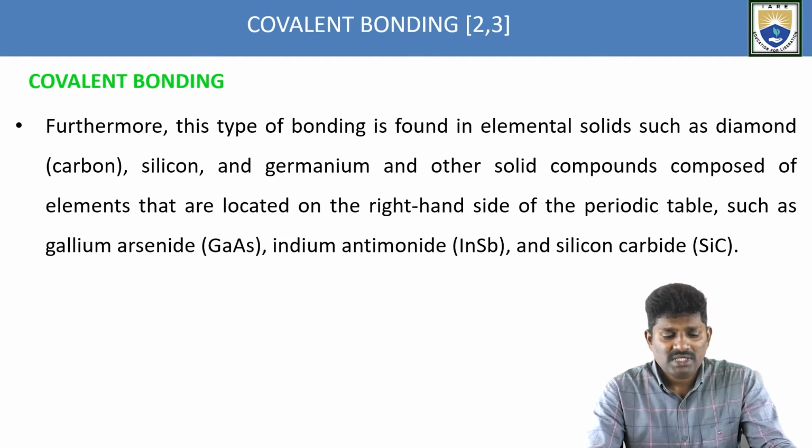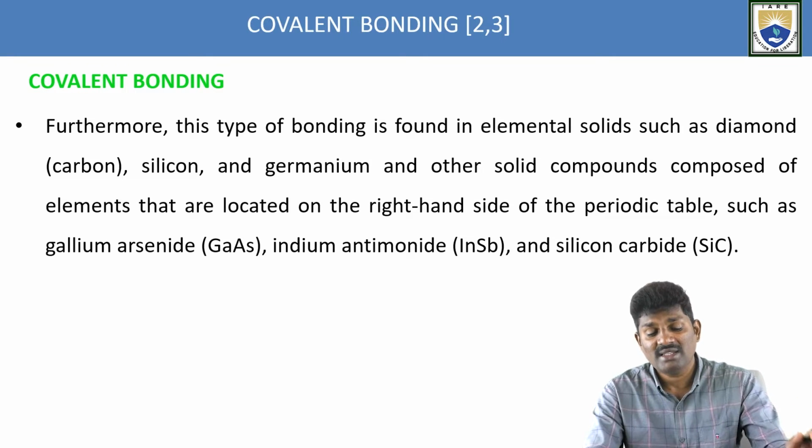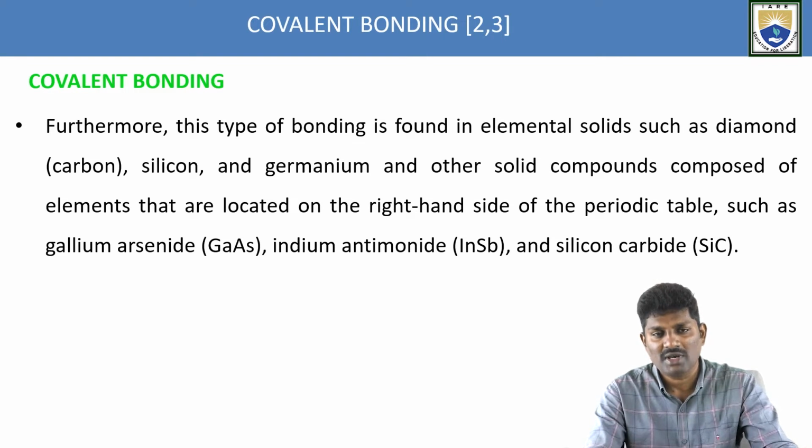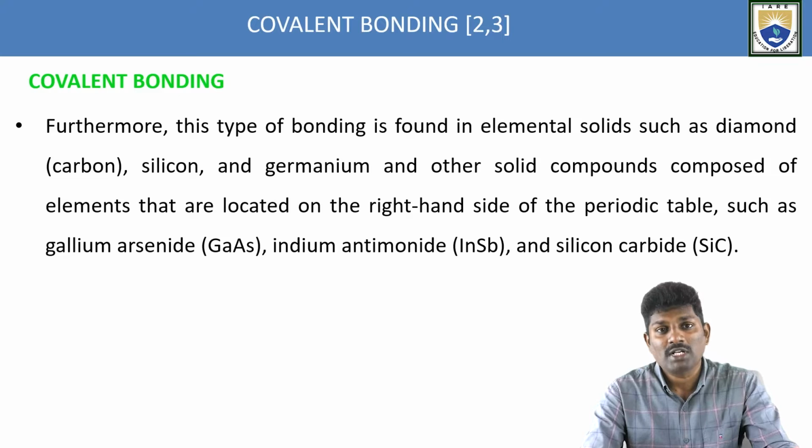And if you see this further for the covalent bond, because of the sharing, this type of bonding is found in elemental solids such as diamond, silicon, germanium and other solid compounds composed of elements which are located at the right hand side of your periodic table. So if you understand the complete picture of the periodic table, then it is very easy for us to identify what type of elements are having what type of bonding. So based upon the bonding also, you can easily find out what the properties are.